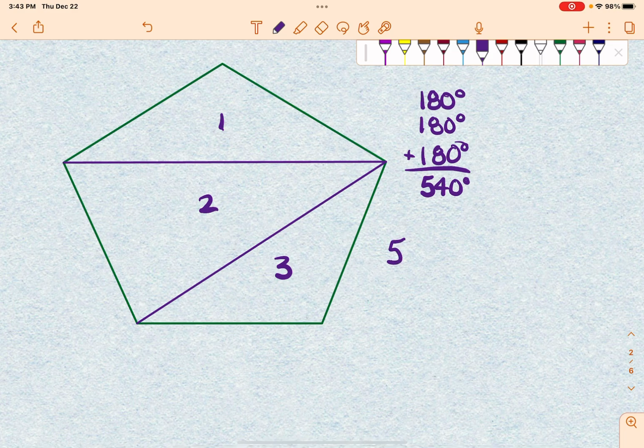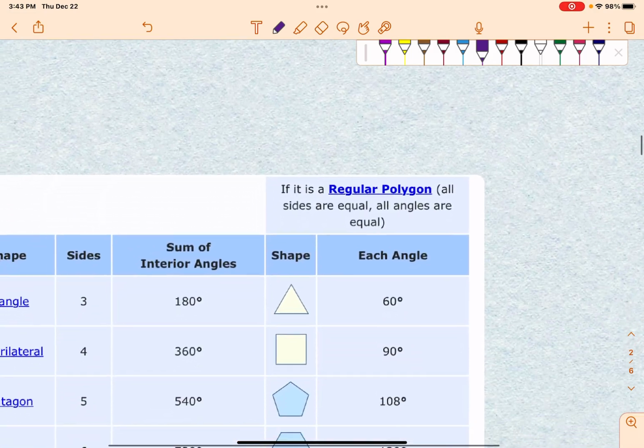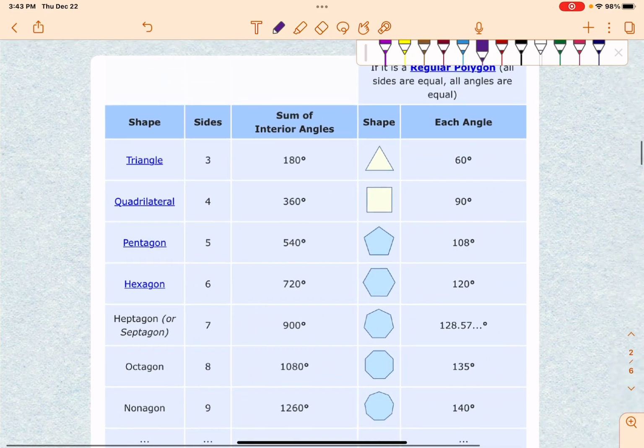So it is five-sided, and it gives you three triangles. That means however many sided it is, it has two less triangles. That's kind of the pattern. So if I look at each one of these, if it is three-sided, it's going to be 180. Four-sided is 360. Five-sided is 540. Now, we just did that.